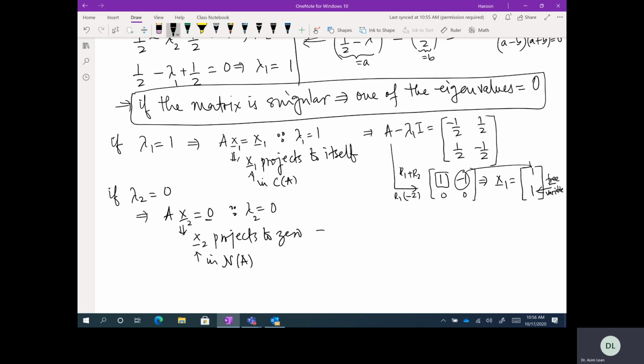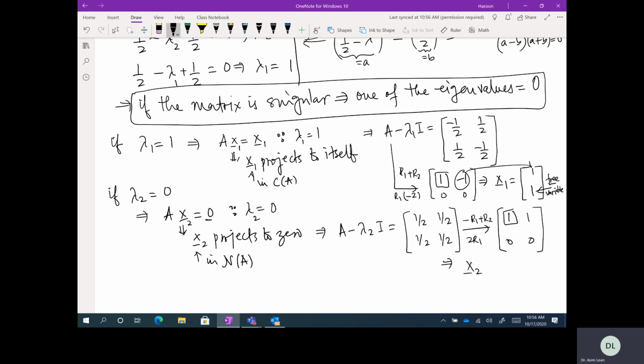So let me find this x2. This implies A minus lambda 2 I, which is the same matrix, half, half, half, half. Again, if I do minus R1 plus R2, I'll get half, half, 0, 0. And then I do 2 times row 1, I'll get 1 and 1. This is the pivot. So this implies x2 equals, this goes on the other side, becomes a minus 1. And this is a 1, which is a free variable.